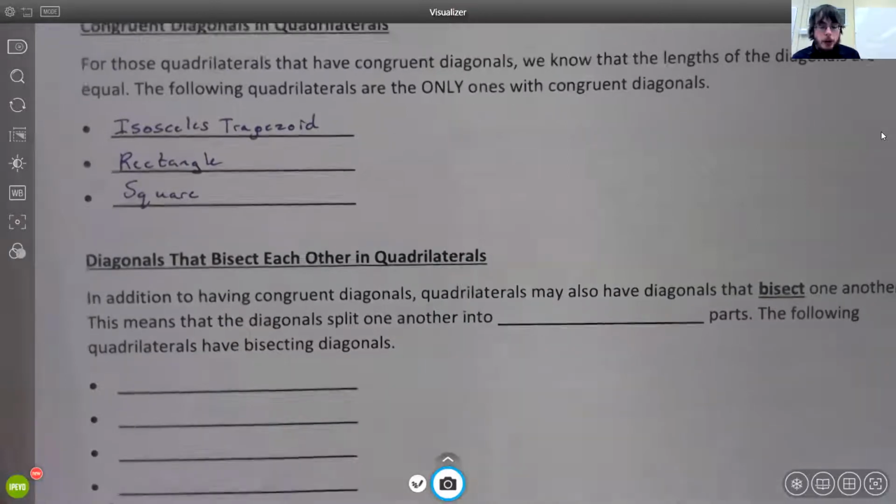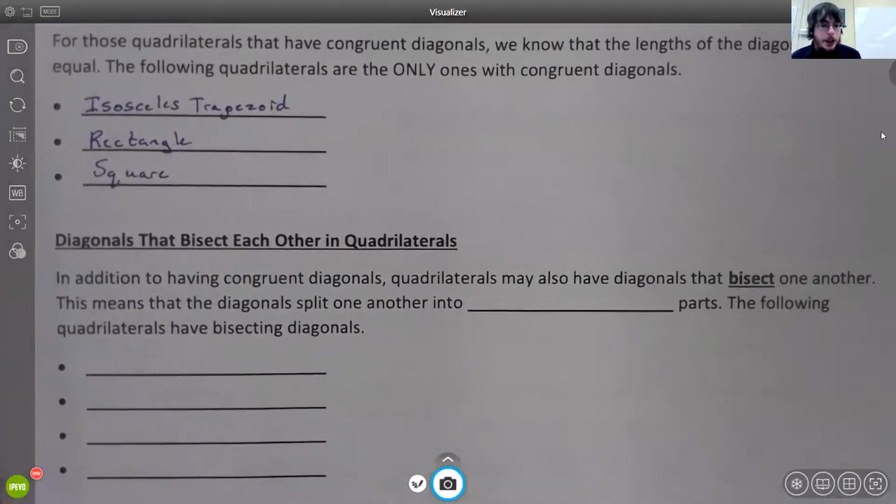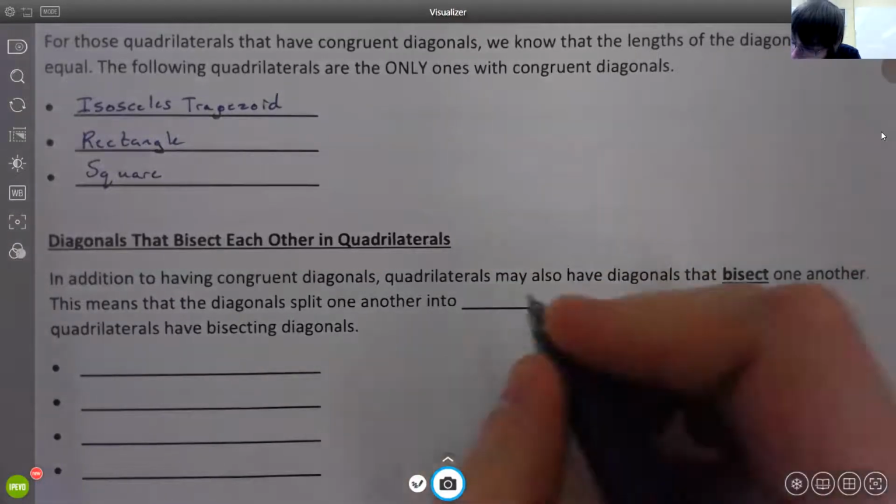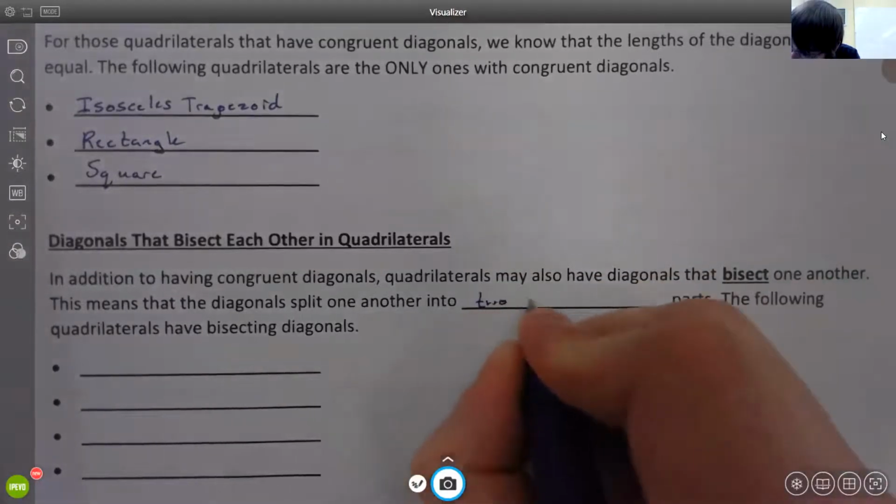Then we want diagonals that bisect each other in quadrilaterals, okay? So again, this means the diagonals split one another into two congruent parts.